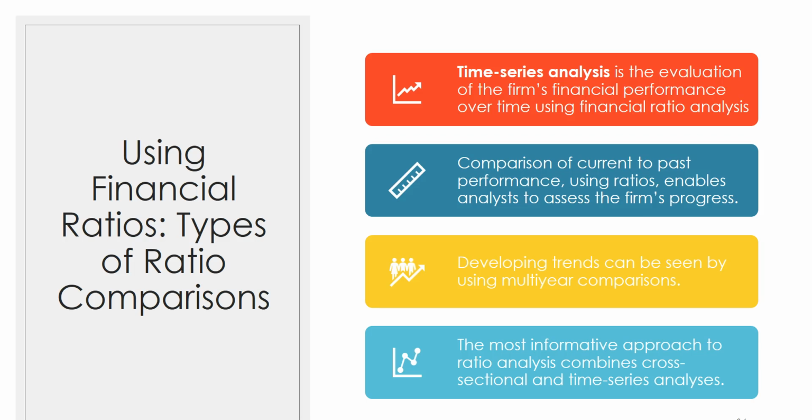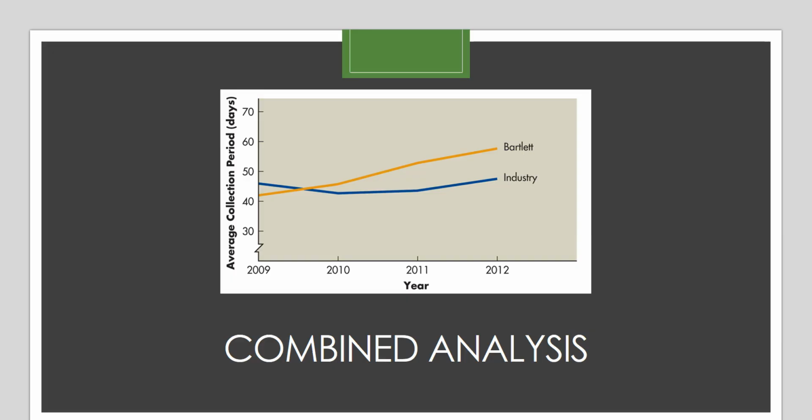And so here's a pictorial example of this. Here we see that Bartlett Company here in isolation, the orange line, that is time series analysis. Ignore the blue line. The orange line there is time series analysis.